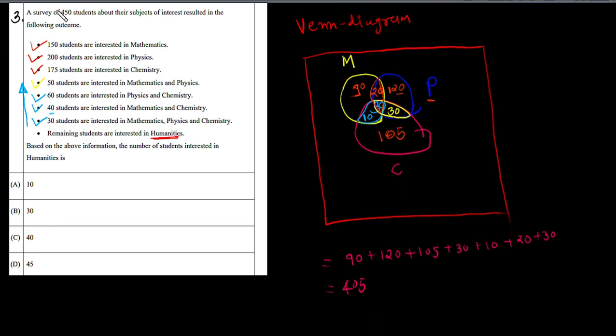So now we had taken the survey on this number of students. Sorry, 450 students in total. So from this total, 405 students are interested in these three subjects, and now the last outcome says the number of humanity students is nothing but the remaining students. So if this circle represents the humanity students, we have to subtract this 405 from this 450. So I can say 45 students are only interested in humanity. So from the options I can say option D is the correct one.